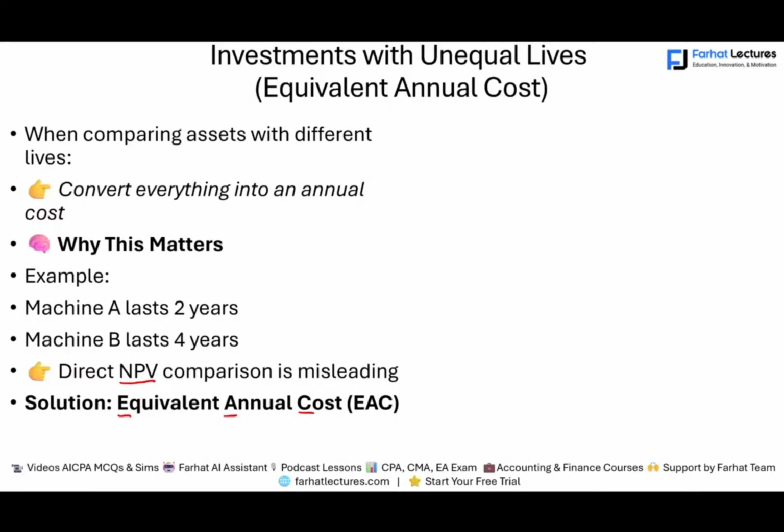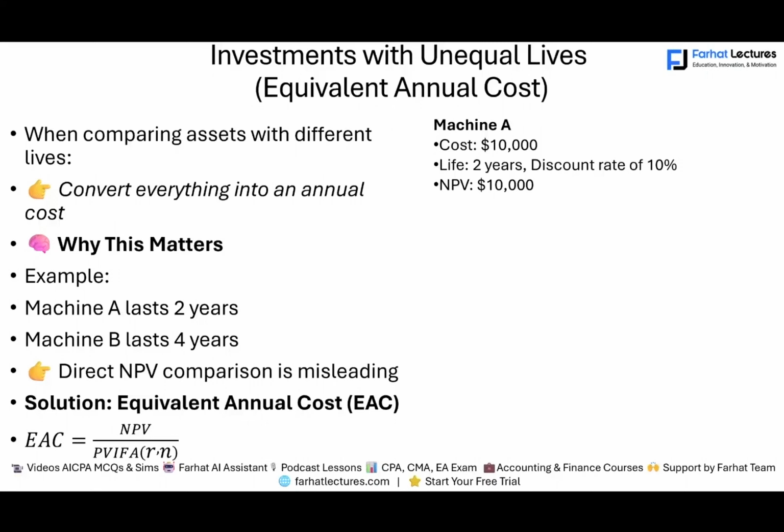What's the formula for EAC? The formula for EAC is NPV divided by the present value annuity factor, given a certain rate and a certain time period, R or I and N. So let's take a look at this example. Machine A would have a cost of 10,000, a 2-year life, and a discount rate of 10%, and the NPV for this machine is 10,000. Now if the NPV is not given, you have to compute the NPV.